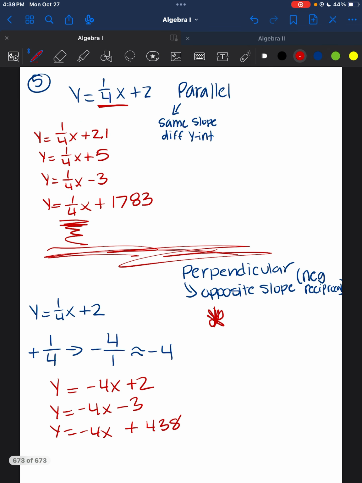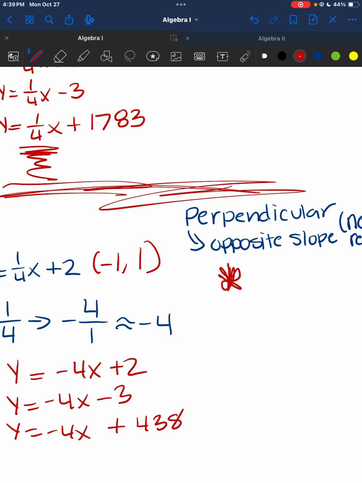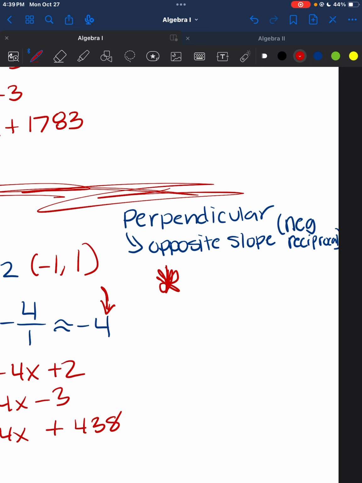I'm going to go ahead and do an example with you. If I have y is equal to 1/4 x plus 2, and I want the perpendicular version that passes through the point -1, 1, I need to find my perpendicular slope. In this case it is -4.